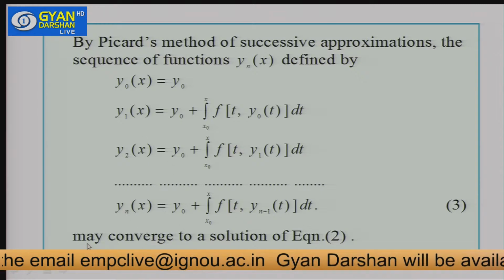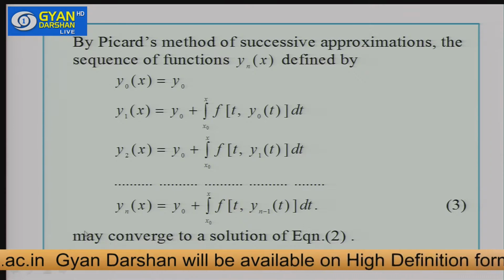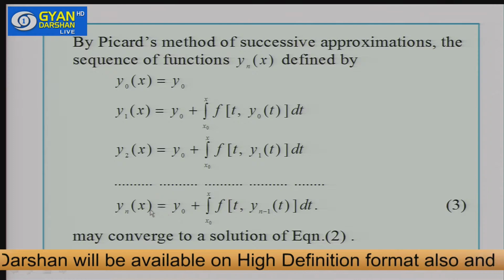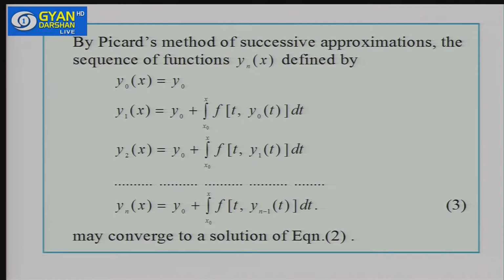So it may converge to a solution. May converge. Why? Because we haven't shown that this sequence of functions actually converges. So we are going to show that. Now, yn is defined by this, and it may converge to a solution. Actually we are going to show this sequence is convergent, and its limit is actually a solution of equation 2.